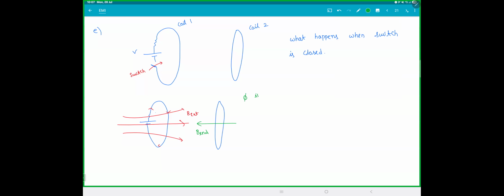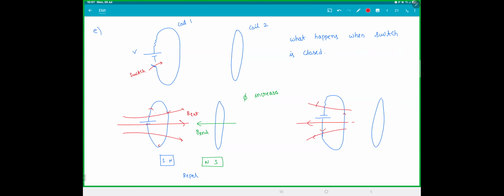Flux increases suddenly. That means this will act like a magnet, north-south. This will act like a magnet, north-south. They will repel. The second coil will just fly off. What if the current is in the opposite direction? Story is still the same. If the current flows this way, this will be your B external. Still, end of the day, flux increased. This guy is not happy about it, so this guy will produce a B induced in the opposite direction. So this will be south-north, and this will be north-south. They will still repel.